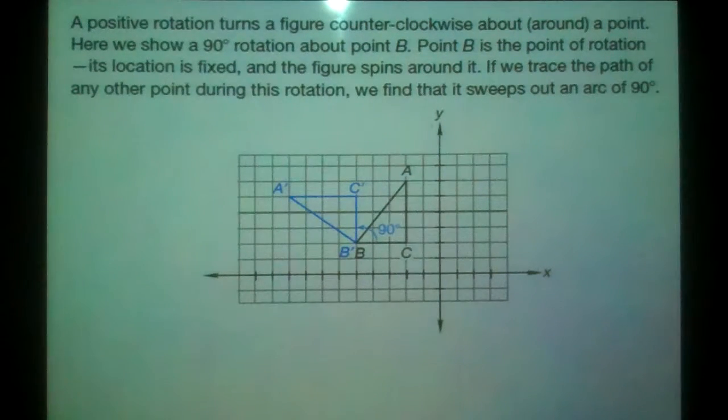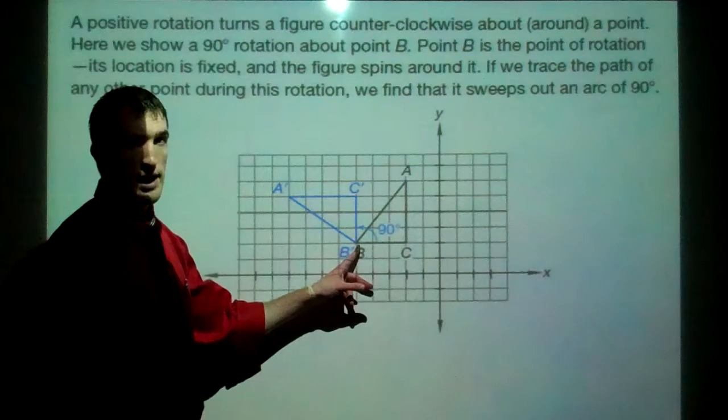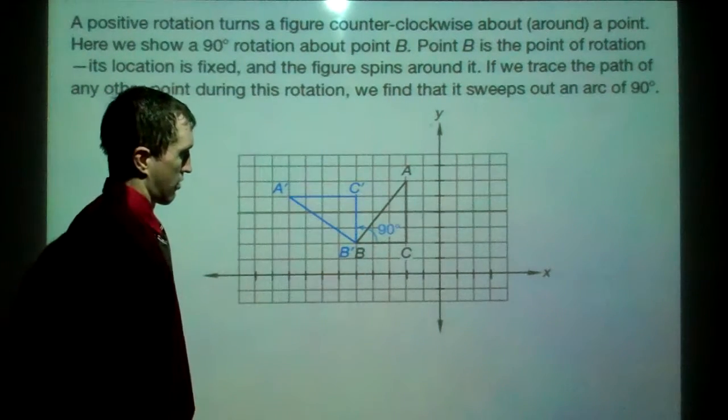Now rotation, we talked about that a little bit earlier too. So the positive rotation turns a figure counterclockwise about a point, or around a point. Here we show a 90-degree rotation about point B. So point B is the point of rotation. If that's the point of rotation, that point is fixed, it's going to stay there. So B will stay, everything else is going to rotate 90 degrees.